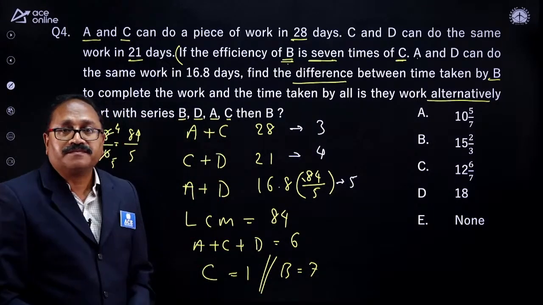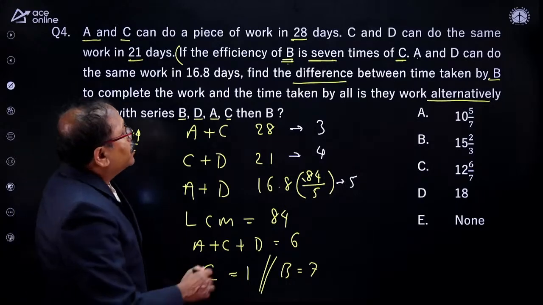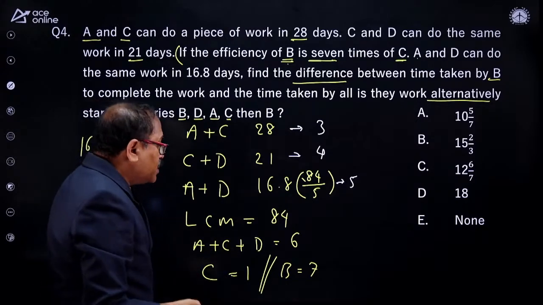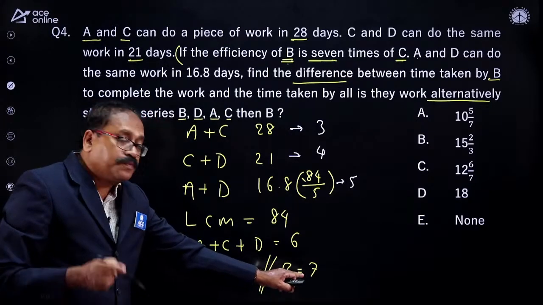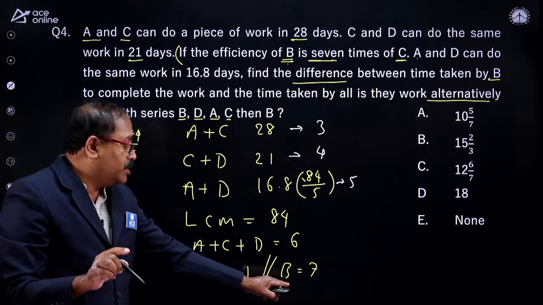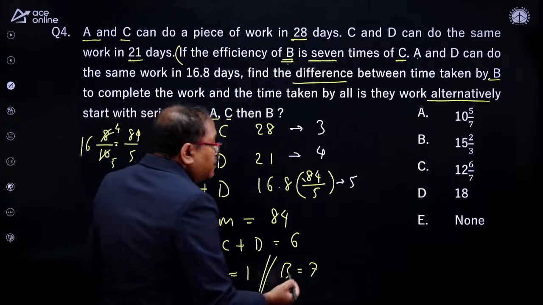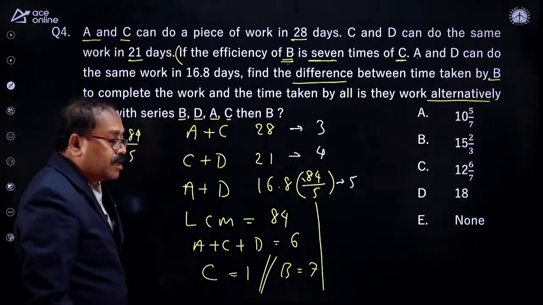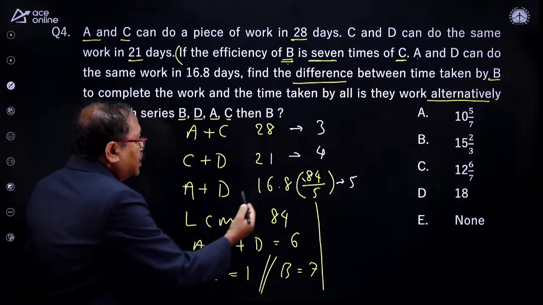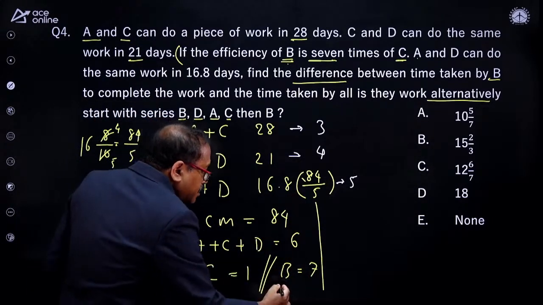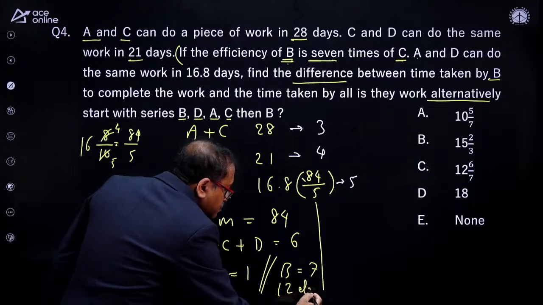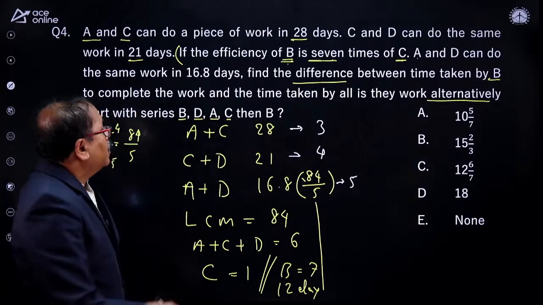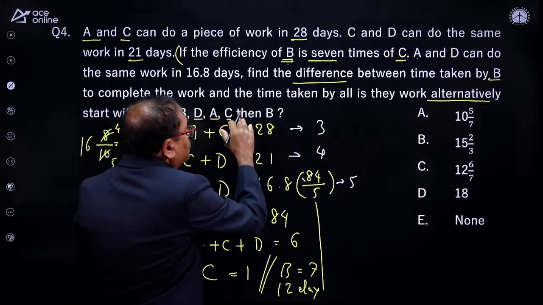And it is said that B is 7 times as efficient, then B will take how many days to complete the work? 7 units per day. Now, you are asked to find out the difference between the time taken by B to complete the work. So पहले बता दीजिए B का कितना दिन लगेगा? That is per day he completes 7 units, then 84 units. B will be taking how many days? That is 84 divided by 7, that is 12 days. B will take 12 days.